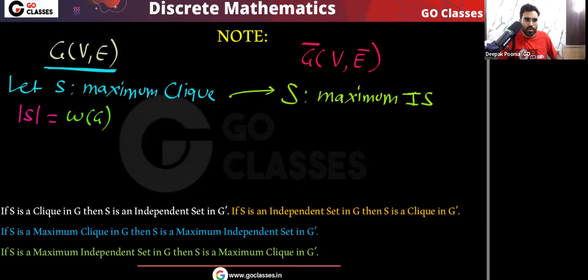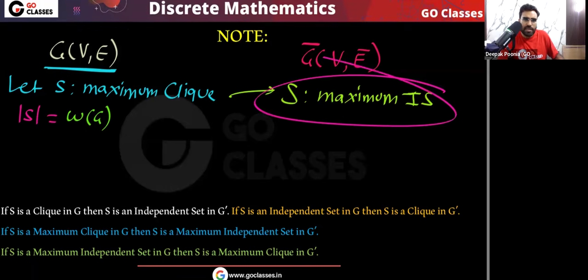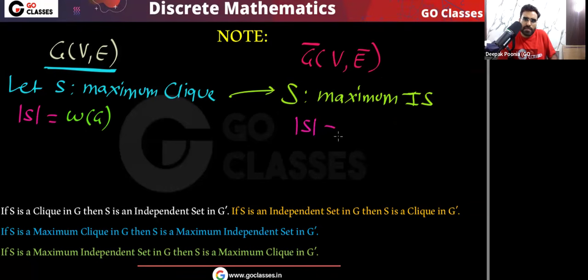Maximum independent set. So you can see in G complement, S is a maximum independent set. What is the size of S? The size of the largest independent set is called the independence number, denoted by alpha. Since the graph here is G complement, alpha of G complement is the size of S. And omega of G is also the size of S.